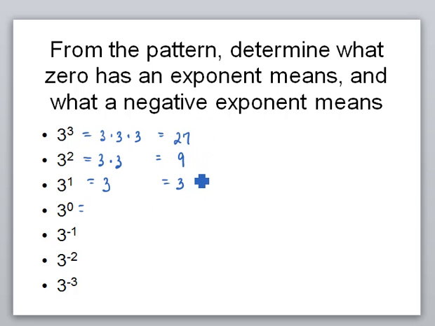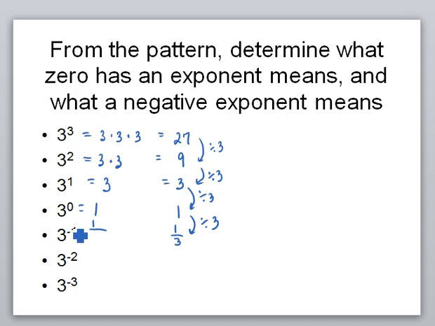So we need to figure out what is 3 to the 0 power. Well, look at the pattern here. Really what we're doing is we're dividing by 3 every time. So 27 divided by 3 is 9. 9 divided by 3 is 3. And so if I take this and I divide by 3 again, 3 divided by 3 is 1. So that means 3 to the 0 power is 1. Then if you continue this pattern, you divide by 3 again, you end up getting 1 divided by 3, which is a fraction of 1/3.